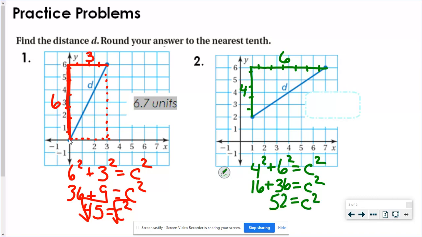And again, I don't want c squared. I just want c. We don't need the negative answer here, but the square root of 52 should be 7.2 units.